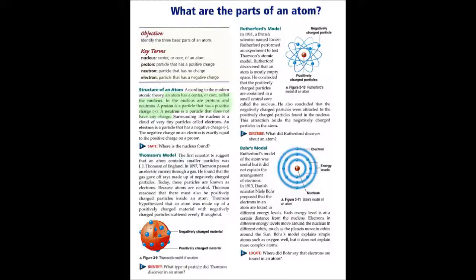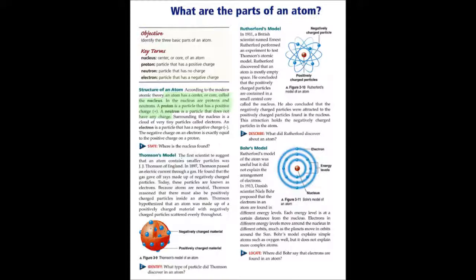Rutherford's model. In 1911, a British scientist named Ernest Rutherford performed an experiment to test Thomson's atomic model. Rutherford discovered that an atom is mostly empty space. He concluded that the positively charged particles are contained in a small central core called the nucleus. He also concluded that the negatively charged particles were attracted to the positively charged particles found in the nucleus. This attraction holds the negatively charged particles in the atom. Describe: what did Rutherford discover about an atom?